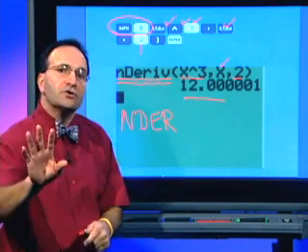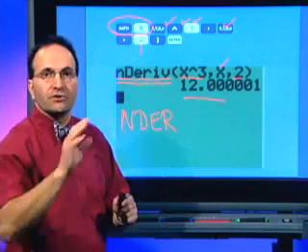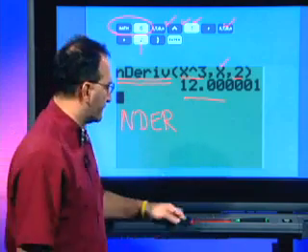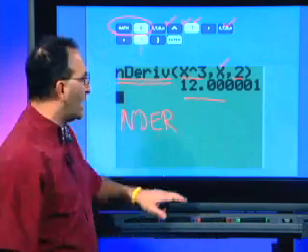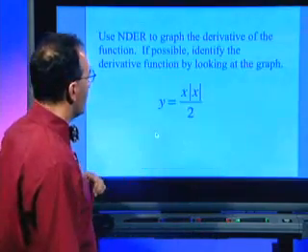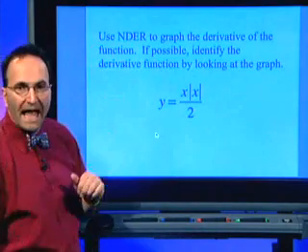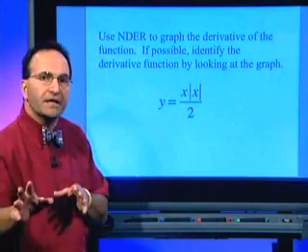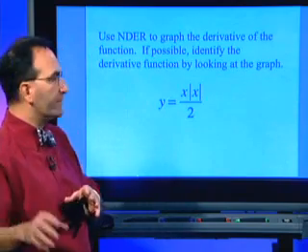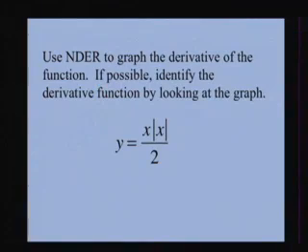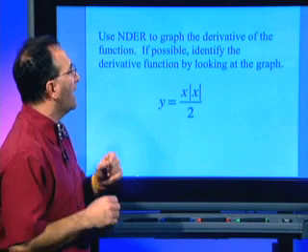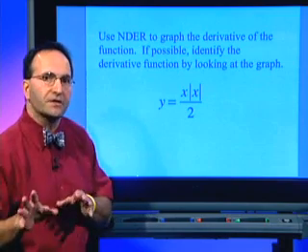Now, we can also use n-dir or n-deriv to graph the derivative of a function. And so I want to show you how you'd plug in to your calculator if you want to use n-dir to graph the derivative of this particular function. The function we're going to do is y equals x times the absolute value of x divided by 2. And if possible, by looking at the graph, see if you can identify what the derivative function is.